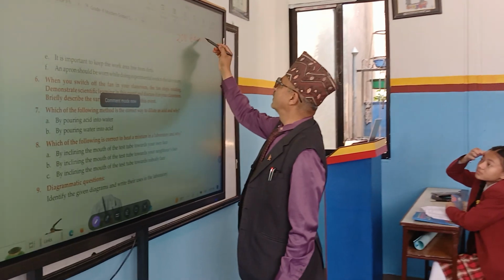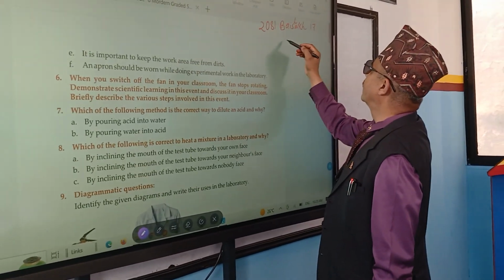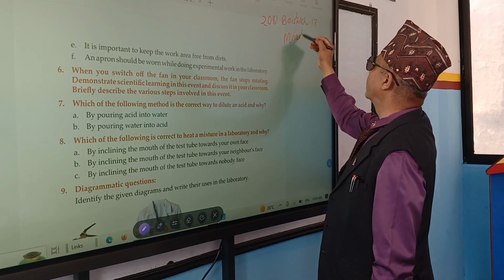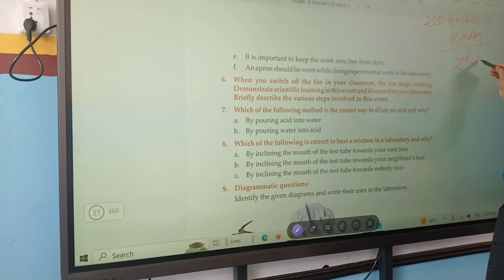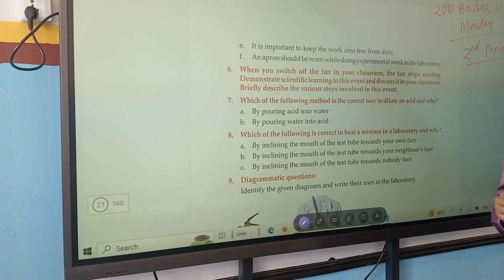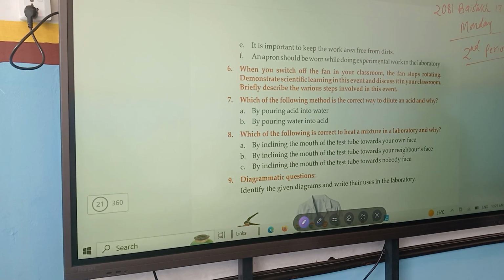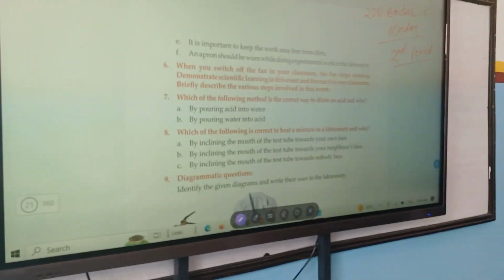Baishakh. They write SHK here also. 17 Monday, right? Monday. Which period is this? Second period. And which chapter are we discussing? Scientific learning. What is the first chapter? Scientific learning. And the topic is already discussed, right?